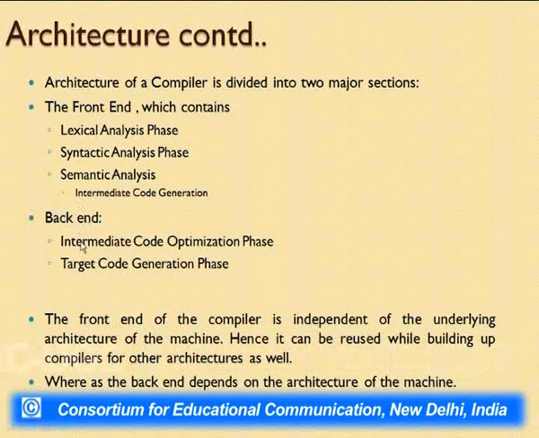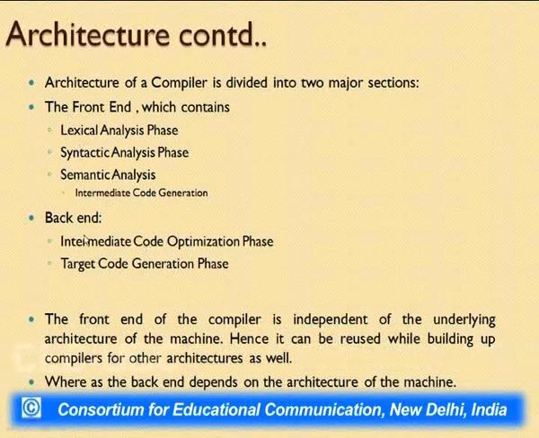The backend may consist of two phases, or it may consist of only one single phase: the intermediate code optimization phase, or it will definitely have a target code generation phase. So this phase is an optional one. It may be there, it may not be there, depending upon the priority that we want in our compiler. The front end of the compiler is independent of the underlying architecture. All these phases don't have anything to do with the underlying architecture. Hence, it can be reused for building compilers for other architectures, whereas the backend depends upon the architecture of the machine.